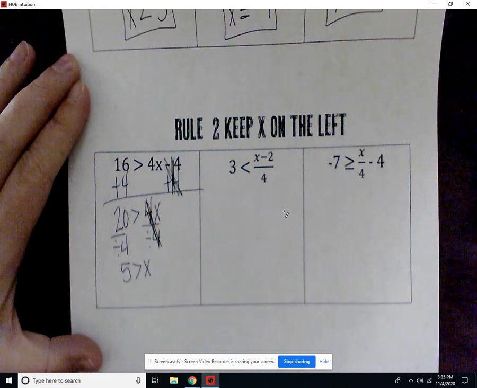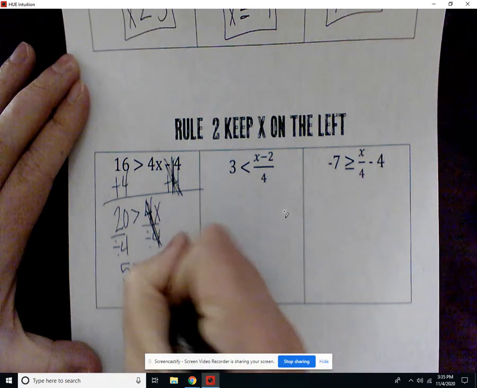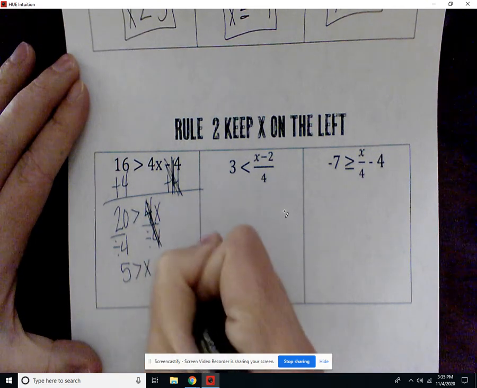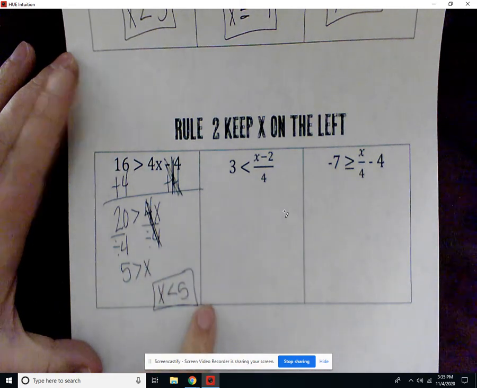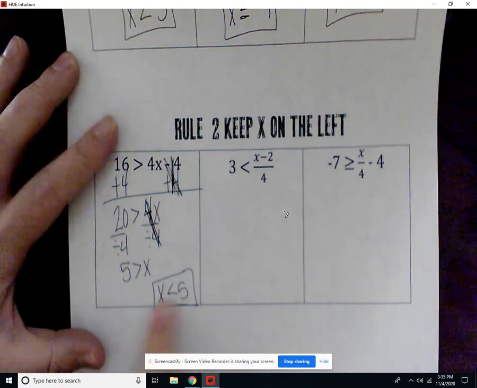So when we rewrite this, we're going to have x less than 5. Since we rewrote it, the arrow will flip direction. So it's x is less than 5.